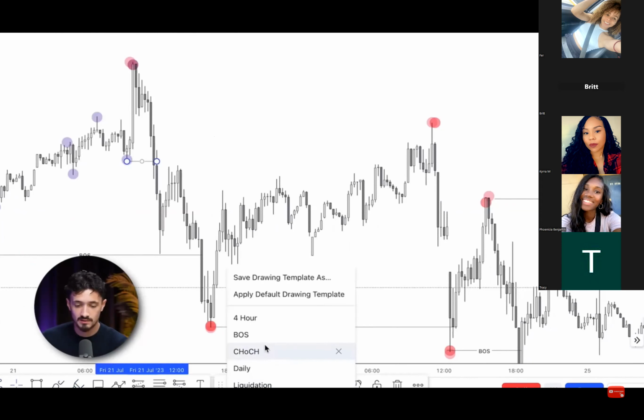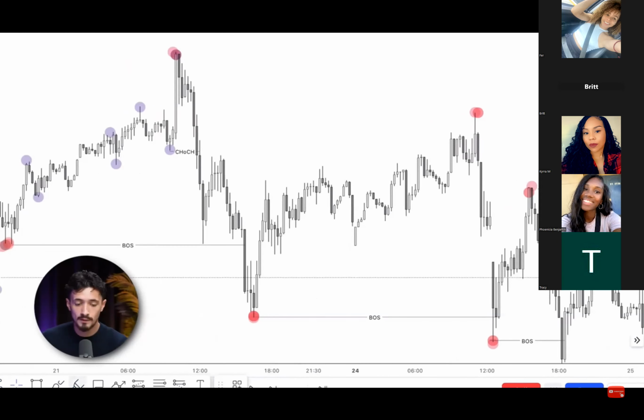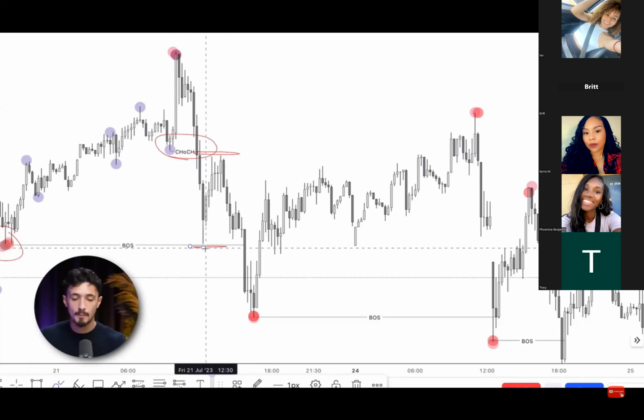Price changes character, a change of character in here. And look at that moment right there. At this moment right here, we can already assume that this low is going to be broken. And so we have from this area of price to this area of price, before it's even happened, we are highly sure that it's going to happen.